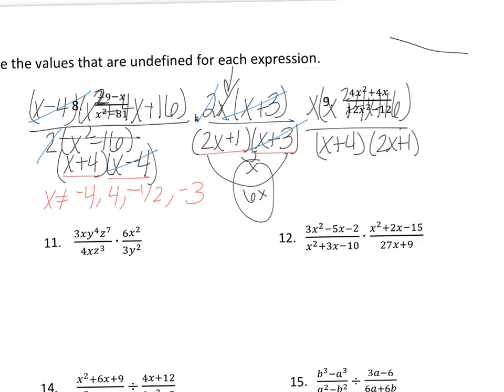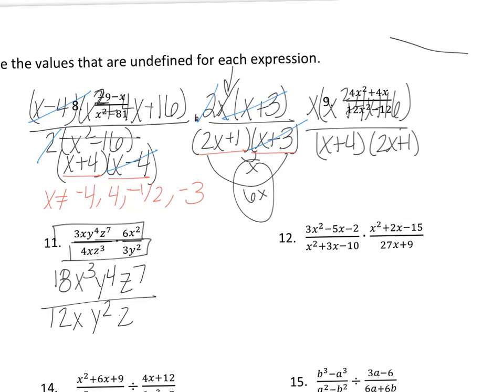Okay, number 11 is again multiplication. So the first thing I need to look at is, can I factor anything? And really there's no addition or subtraction, so I can't factor it like we did number 10. Sometimes I like to just multiply together the top and the bottom, and then I line up my variables. So 3 times 6 is 18, and I get x cubed, because x times x squared is x cubed, y to the 4th, and z to the 7th. And then 4 times 3 is 12, x, y squared, z cubed.